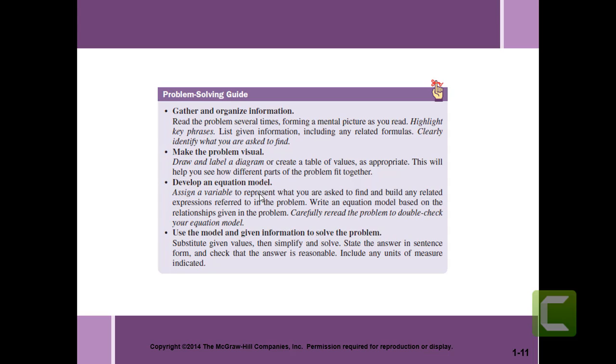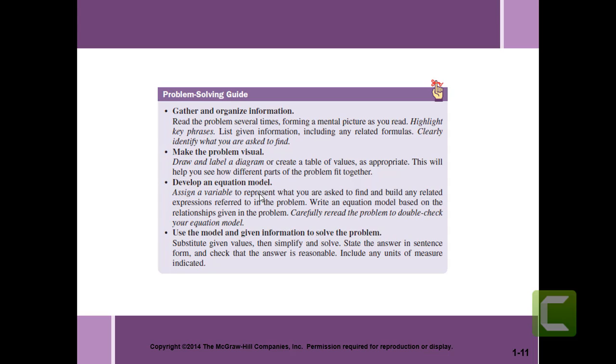Create a table of values as appropriate. So different things will be more appropriate for different types of problems. Some problems it's not going to be easy or practical to draw a picture, but if you can, definitely do it, because a picture can help you visualize and solve the problem. This will help you see how different parts of the problem fit together.